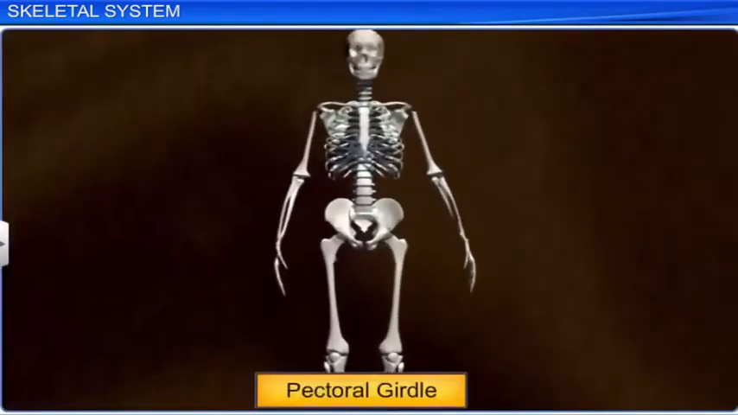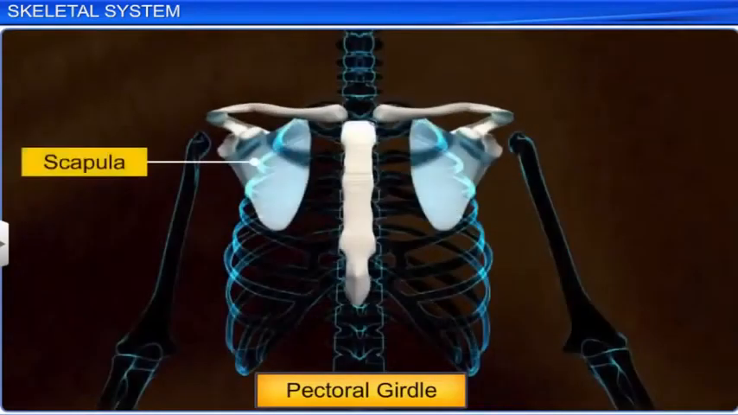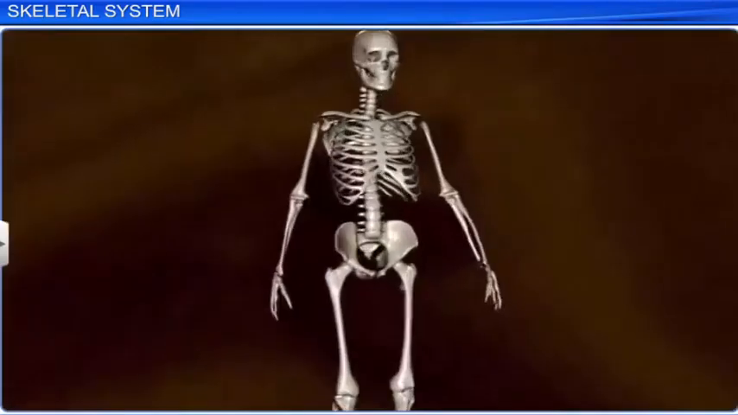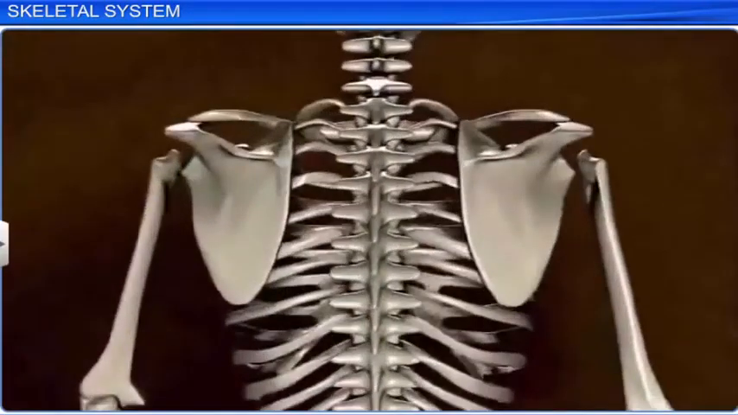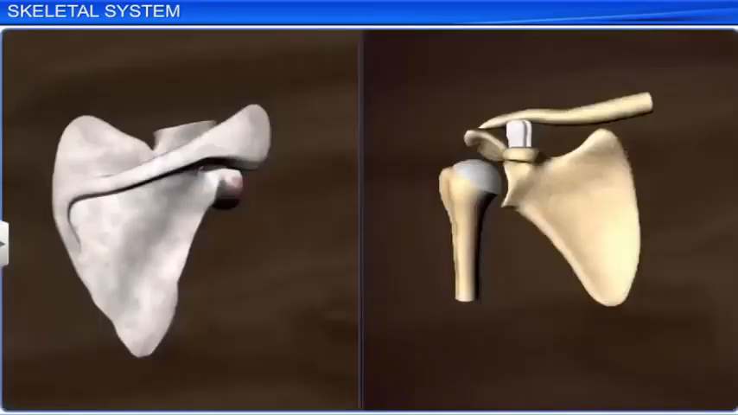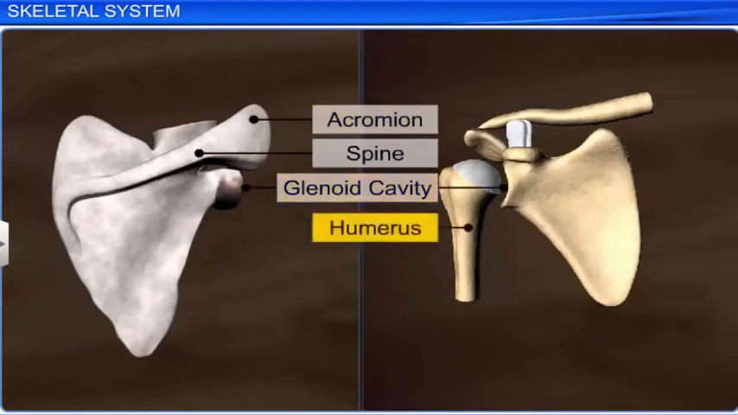Each half of the pectoral girdle consists of a flat, large, triangular scapula and a curved, slender clavicle or collarbone. The scapula is situated between the 2nd and 7th ribs on the dorsal side of the thorax. It has a slightly elevated ridge called a spine, which projects as a flat, expanded process called the acromion. Below the acromion is a cup-shaped cavity called the glenoid cavity, into which fits the head of the humerus to form the shoulder joint.